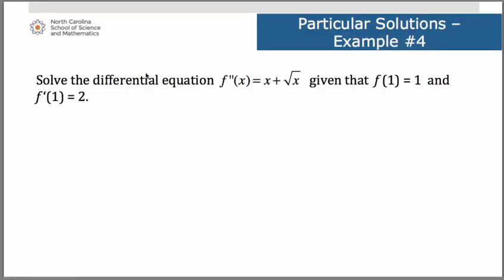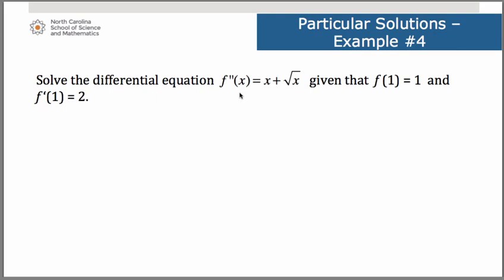This last example is perhaps the most complicated of all of them. We are asked to solve the differential equation. The second derivative is given to be x plus square root of x, given that f of 1 is 1 and f prime of 1 is 2. So in this case, we're given a second derivative. We have to work our way all the way back to the original function from the second derivative.